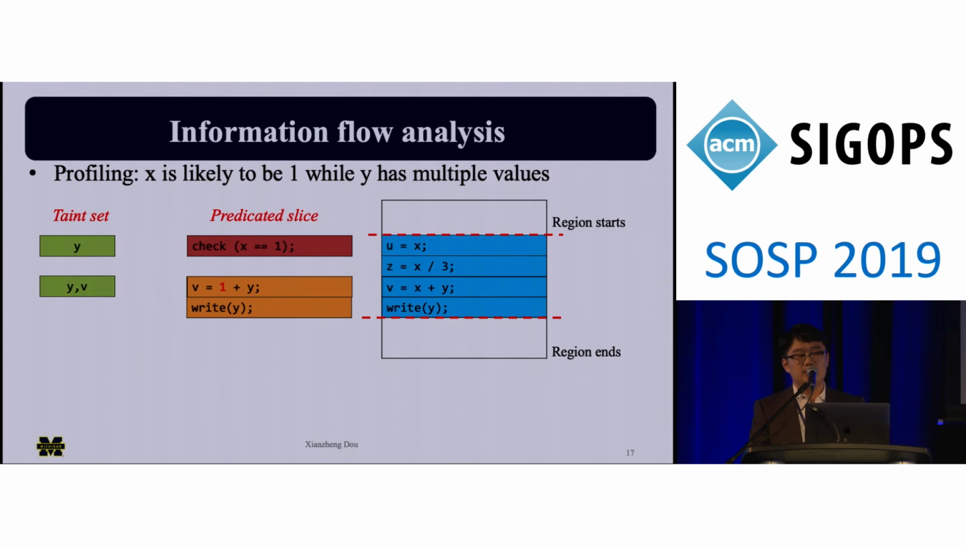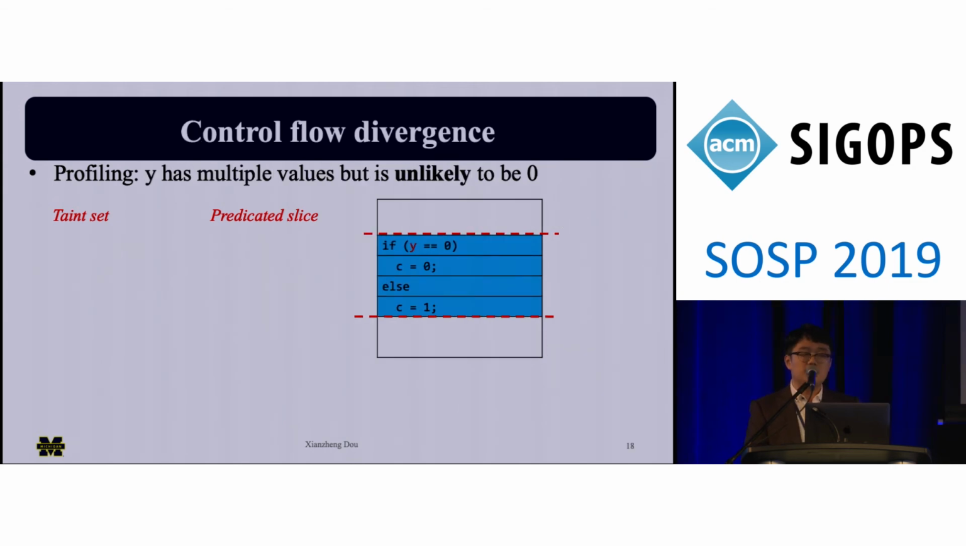For external outputs, we should include them into the slice because slice execution should regenerate them. So what if some tainted values or some input affect conditions of the control flow? For example, the profiler tells us Y could change, but it's unlikely to be 0. That basically implies this control flow will always take one of the branches. In that case, we put a predicate on the condition of the control flow, and also we don't taint C because the value of C can be memoized.